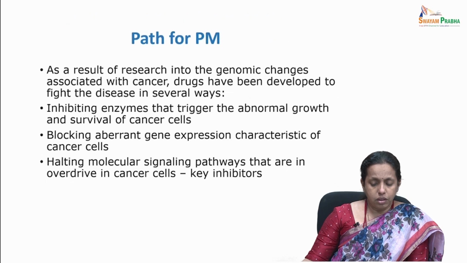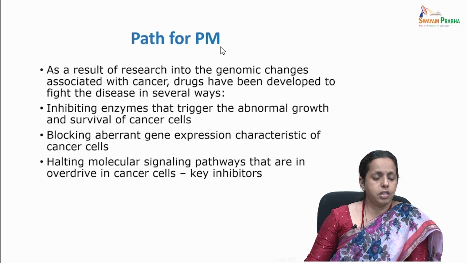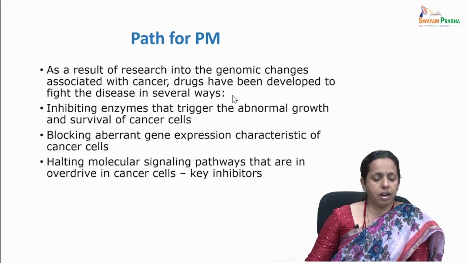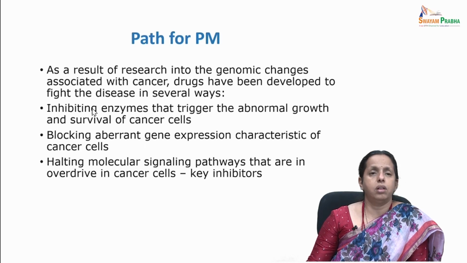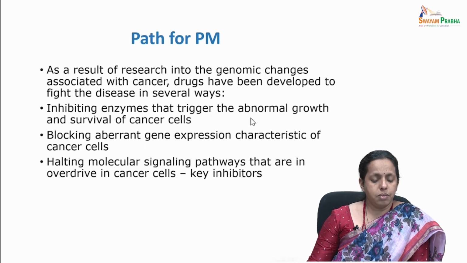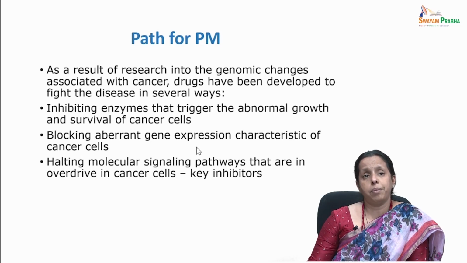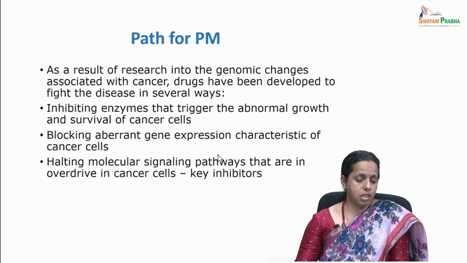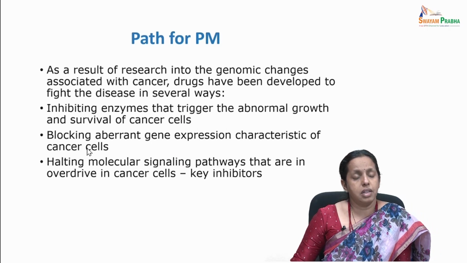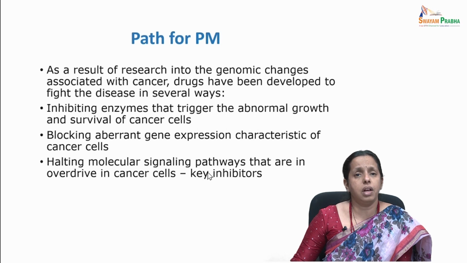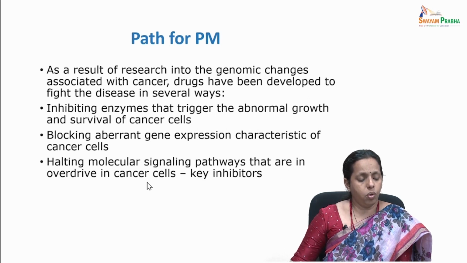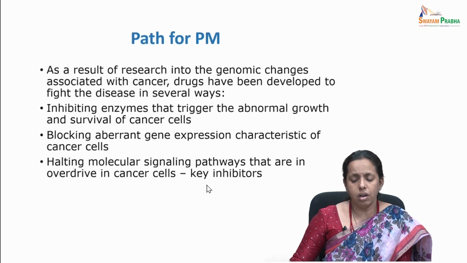What is the path for this particular precision medicine? Many drugs have been developed to fight the disease in several ways, such as inhibiting enzymes that signal the abnormal growth and survival of cancer cells. There are drugs that block your aberrant gene expressions, characteristic of cancer cells, and drugs which halt molecular signaling pathways that are in overdrive in cancer cells. These are all your key inhibitors.